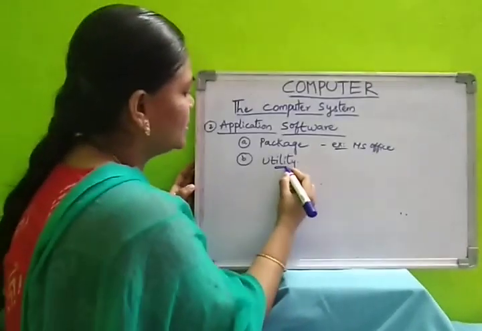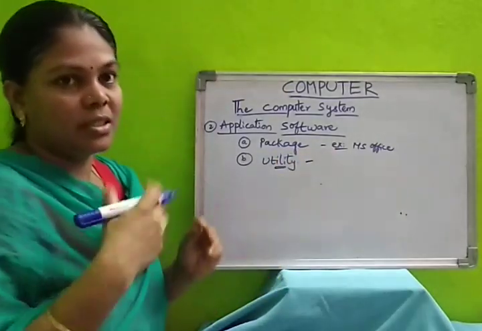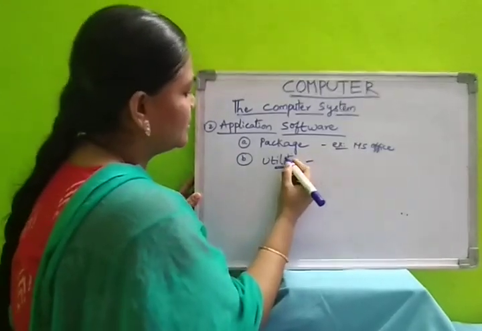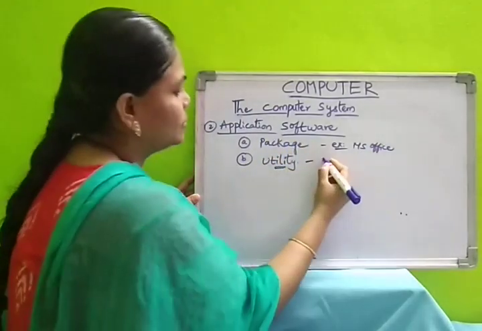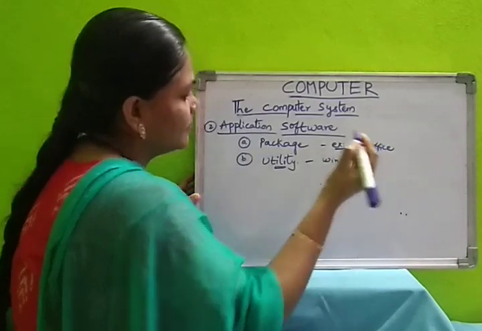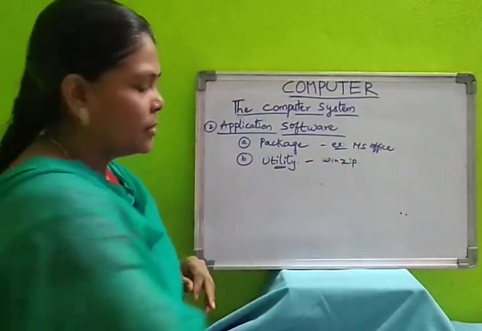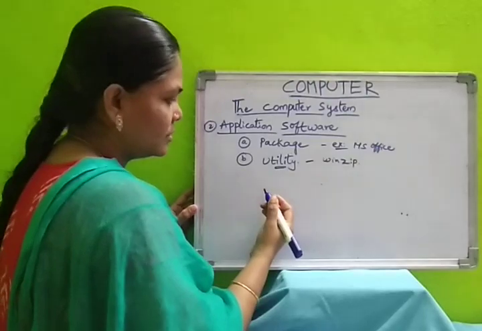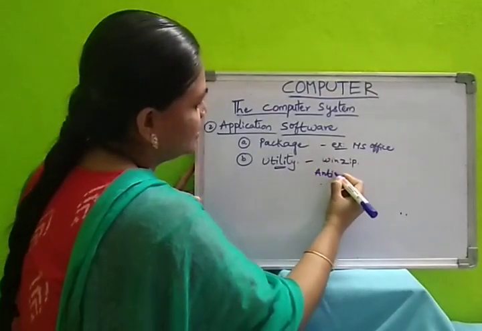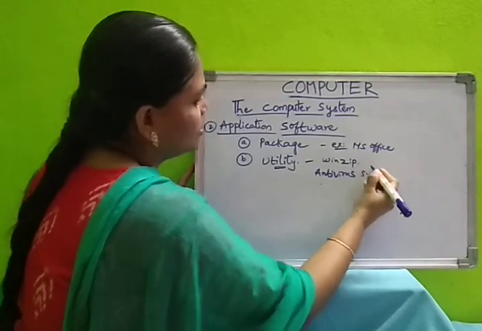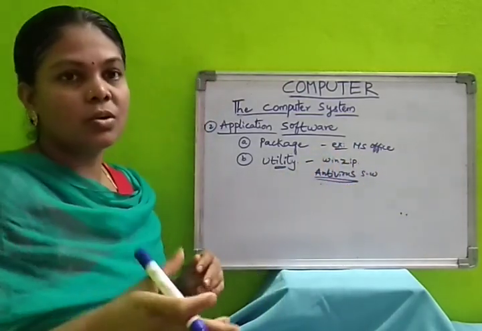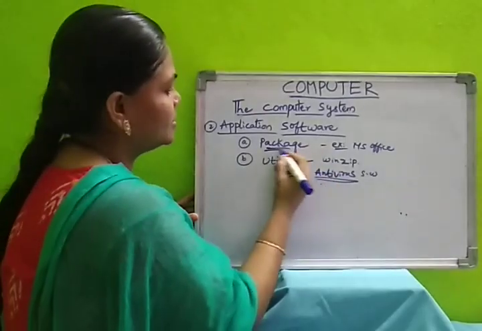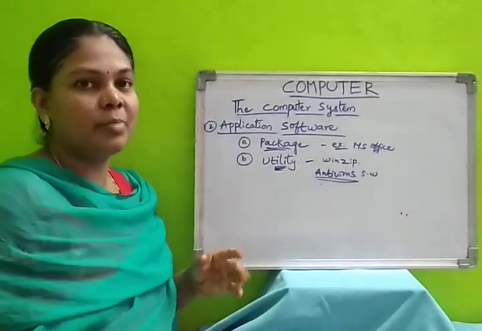The next, utility, is the routine application. It is used to do routine work, like WinZip, to zip files. Example is WinZip. Every time you do the routine work. The next one is antivirus software. What is its work? Every time it has to control the virus. Only one work it is doing, and that is routine work. Those are the utilities. Package means we can use different applications for different purposes. Understood?